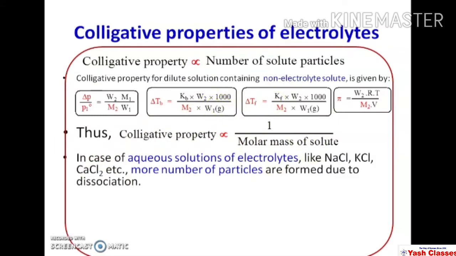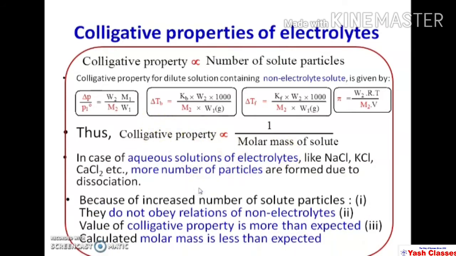and based on this we can now see here, in case of aqueous solutions of electrolytes like sodium chloride, potassium chloride, calcium chloride, because of dissociation more number of particles are formed, and therefore expected colligative property is more, because colligative property is directly proportional to number of particles. At the same time, the molar mass will be less than expected, because molar mass is inversely proportional to colligative property.